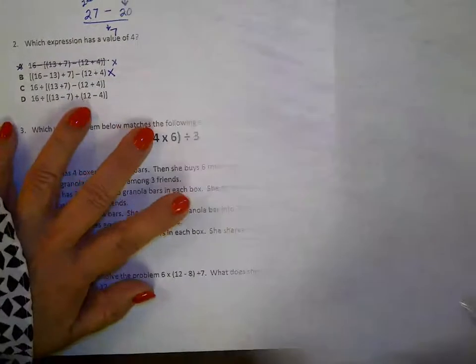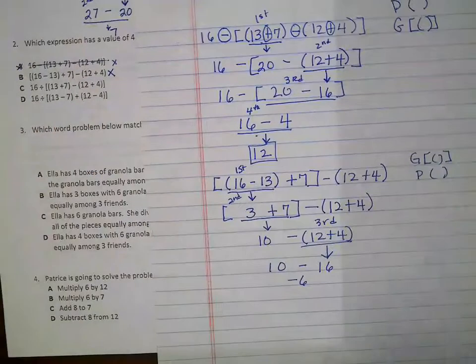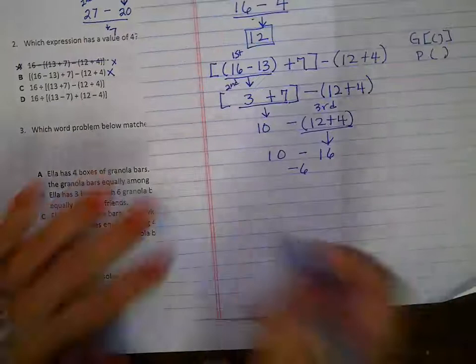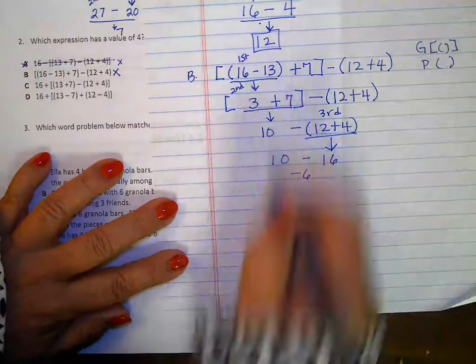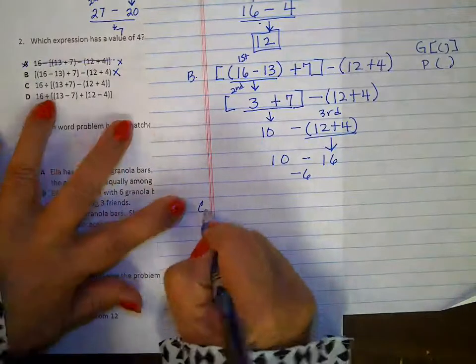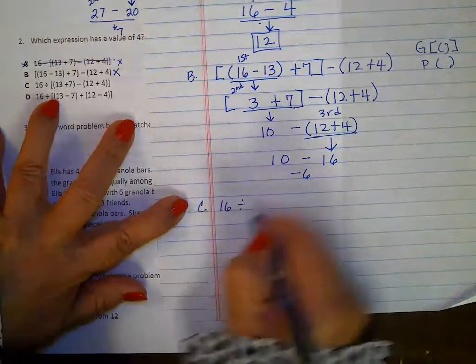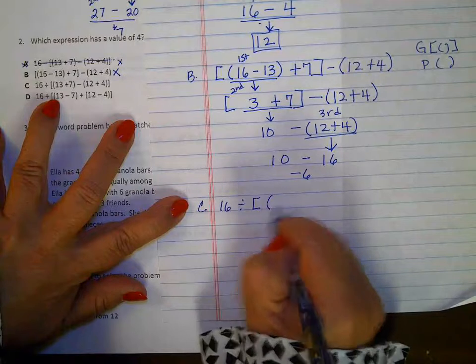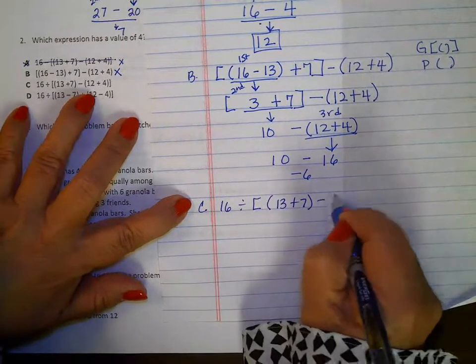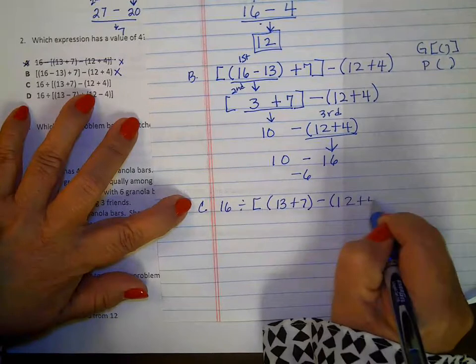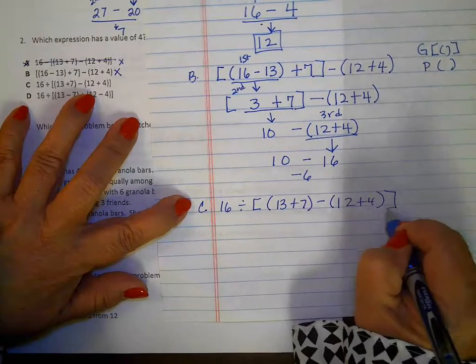Let's go to C. I'm going to flip my paper over. Actually, I would just get another sheet of paper. Actually, let me just work it here. So this was A, this is B, and let me do C. 16 divided by bracket, parentheses, 13 plus 7, close parentheses, minus open parentheses, 12 plus 4, close parentheses, and bracket.